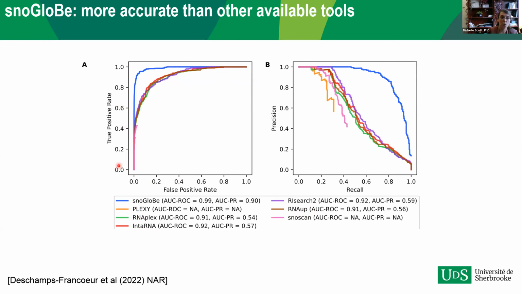In the case of ROC curves, we're comparing true positive rates and false positive rates. So we're hoping that the predictor will predict with a higher score all true positives before starting to predict false positives. So we're hoping for a curve that's going straight up, all the way to the top left corner. In the case of precision recall curves, we want high precision and high recall. So we want the curve to go to the top right corner. And so what you can see is that SnoGlobe is the predictor that performs best in both cases.